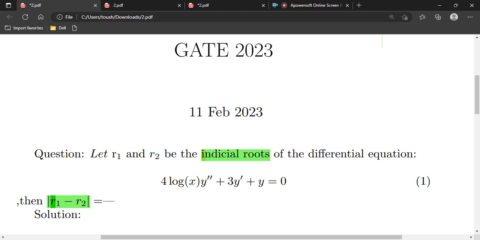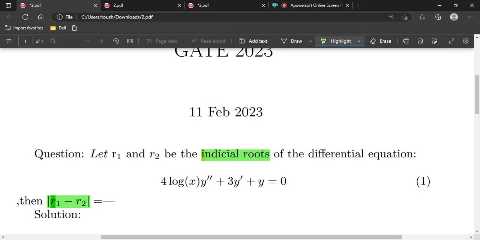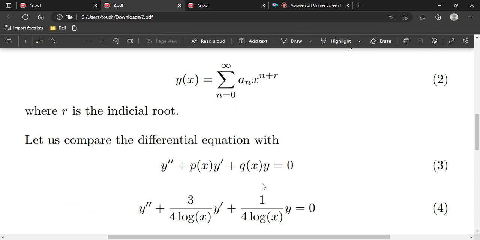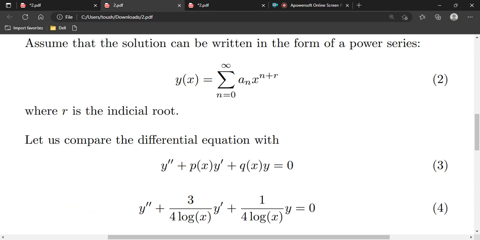It says, R1 and R2 are two indicial roots of the differential equation, this one. Then we have to find what is mod of R1 minus R2. So to do this, first write this differential equation into a standard form like y double dash plus p(x) y dash plus q(x) y equal to 0. Okay. So if you write this in standard form, what will be your p and q? So your p(x) will be 3 by 4 log x, and q(x) will be 1 by 4 log x.